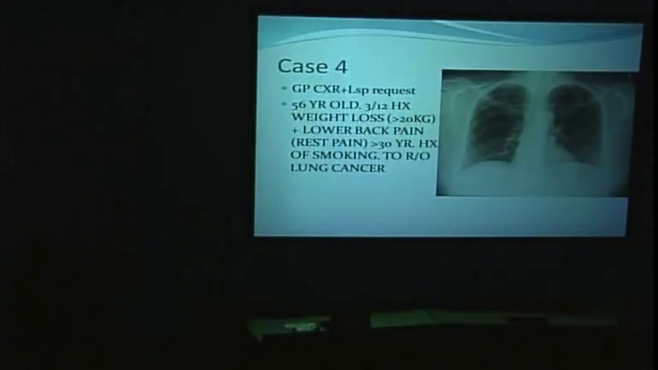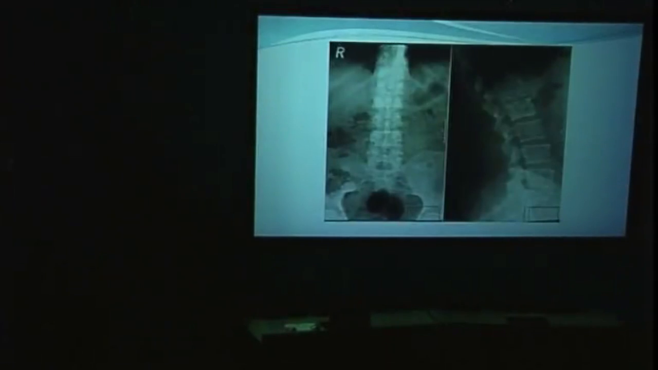This 56-year-old gentleman, I believe, had weight loss, lower back pain, and was a smoker. The GP thought he had cancer and sent him for a chest X-ray and lumbar spine films. The chest X-ray was reported as normal. The lumbar spine, not so much.